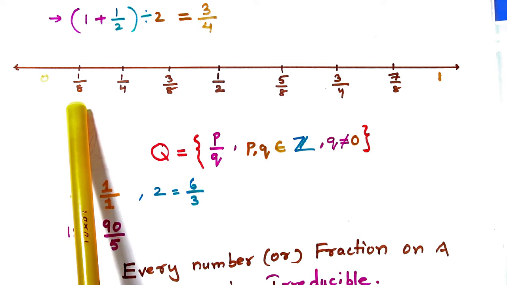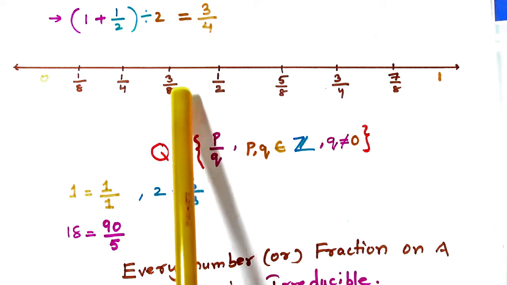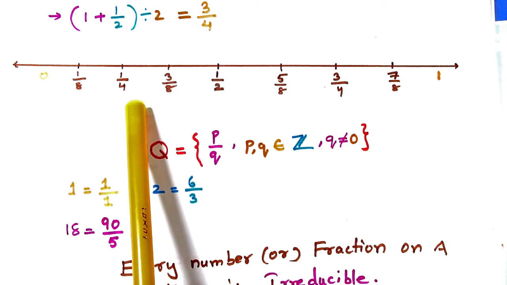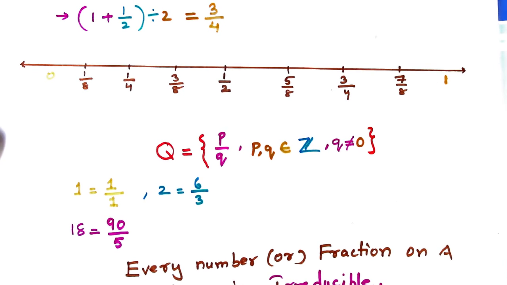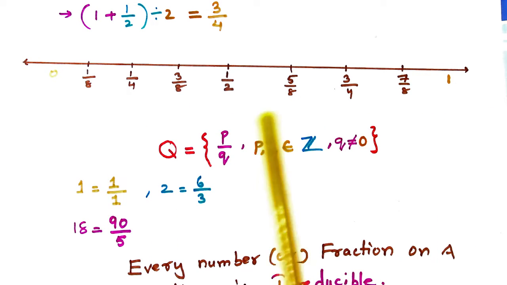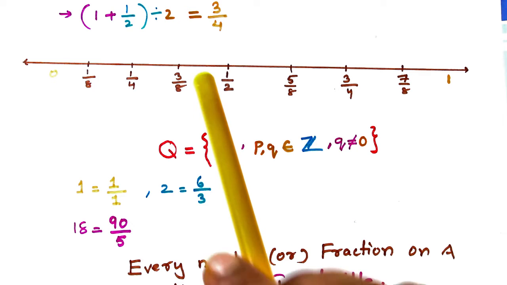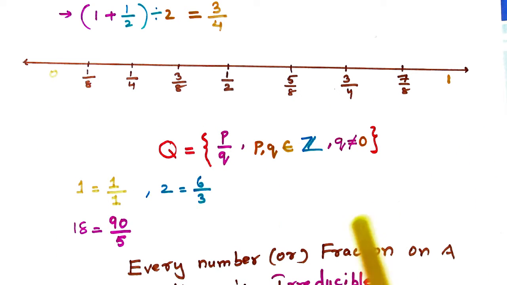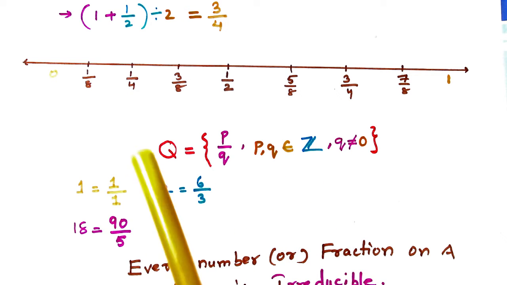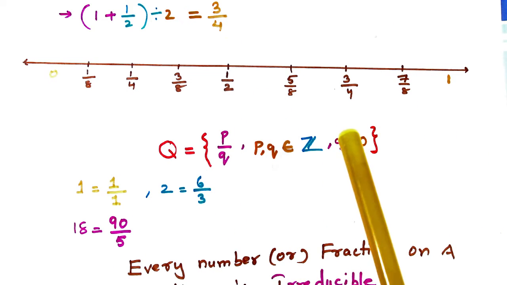You can do the same with 1 by 8 and 1 by 4, the middlemost term of this, and 1 by 4 and 3 by 8, the middlemost term of these two. And then we have another, and you can keep on going deeper into that precision. You're going to get infinitely many terms between 0 and 1. Similarly it goes with every number, in between every integer, so you're going to get infinitely many terms.